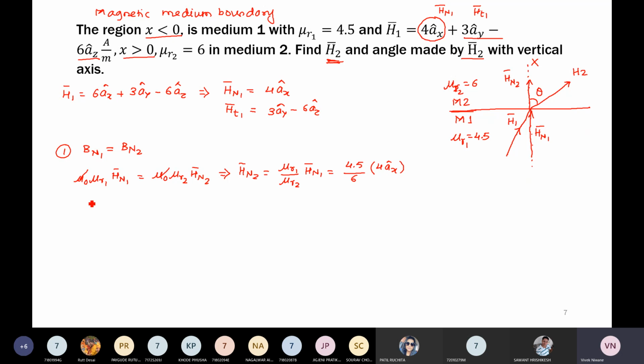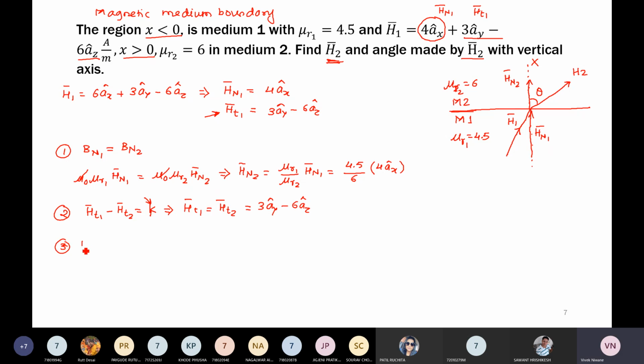Now we want to go with the tangential components. In the formula we have, if you remember, Ht1 minus Ht2 is equal to K. Since the numerical does not talk about this K, we can say that, assuming the linear current density to be 0, Ht1 is equal to Ht2. I repeat: since the numerical does not talk about K, this linear current density, we assume it as 0. Therefore Ht1 is equal to Ht2, and since we have Ht1, Ht2 is equal to 3ay cap minus 6az cap.